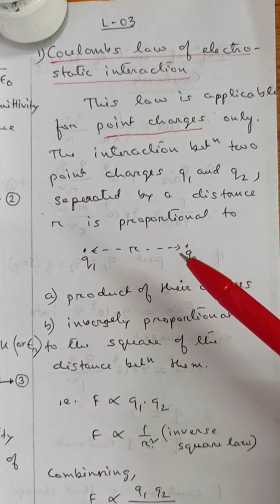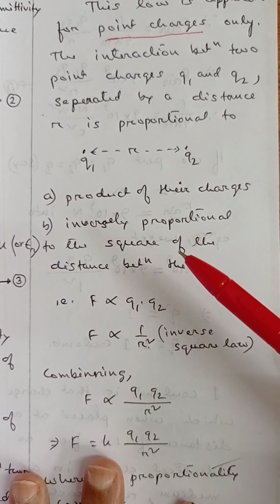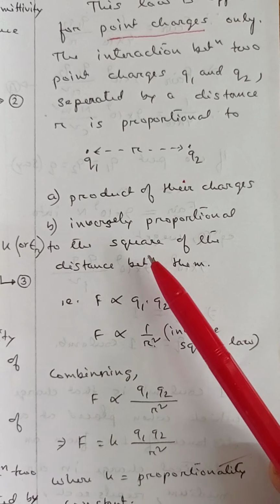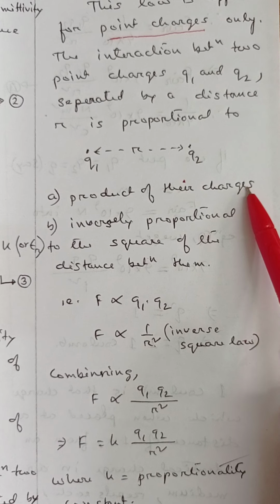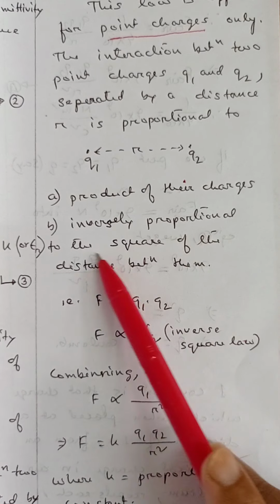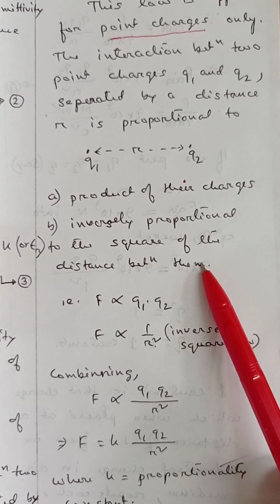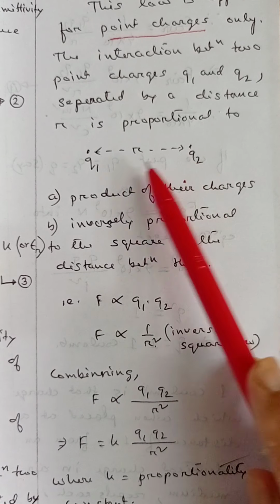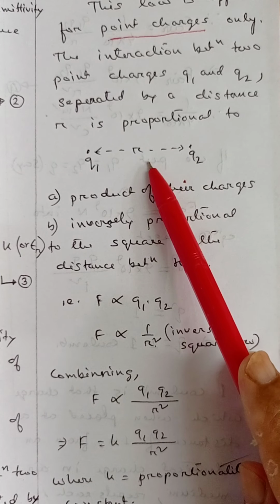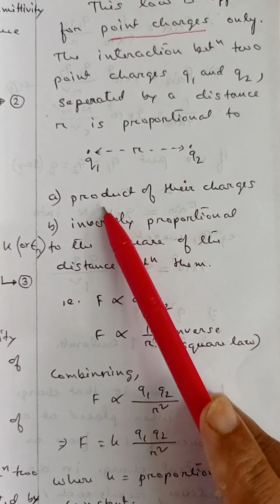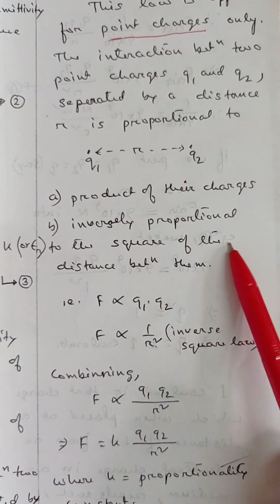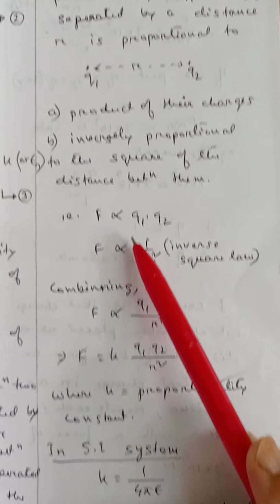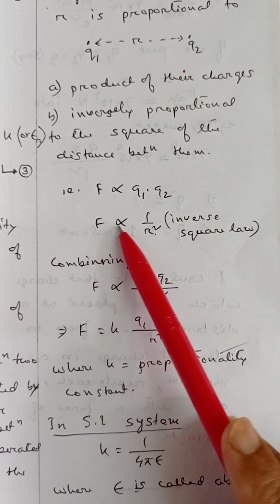Therefore, the force of interaction between the point charges is directly proportional to the product of the magnitude of their charges, and inversely proportional to the square of the distance between them. The force of interaction between two point charges Q1 and Q2 separated by a certain distance in a medium is directly proportional to the product of their charges and inversely proportional to the square of the distance between them. So F is proportional to Q1 Q2, and F is proportional to 1 by R square.